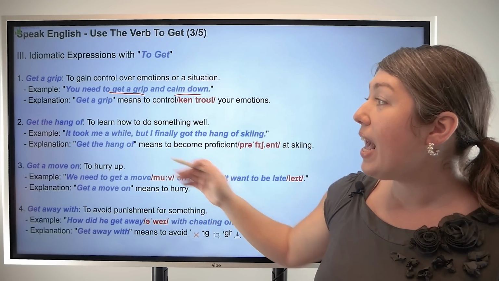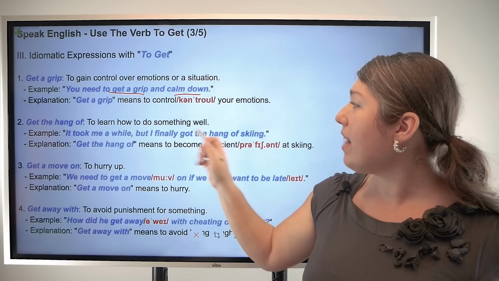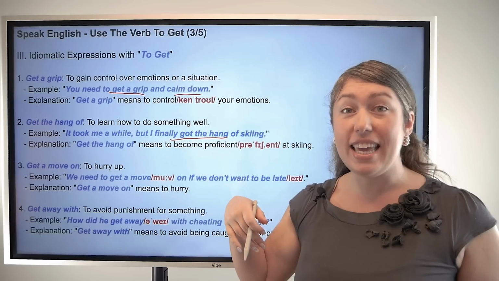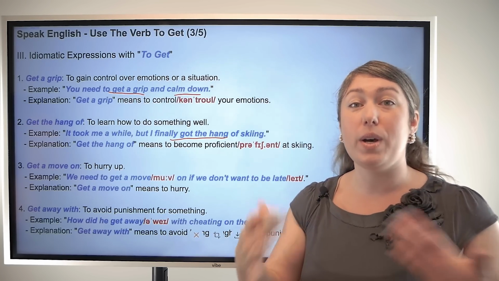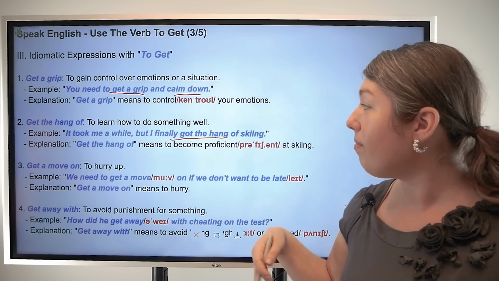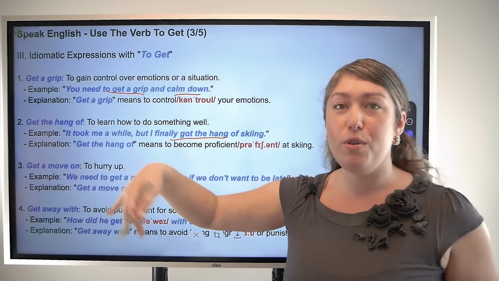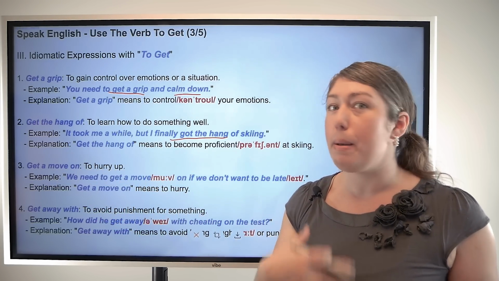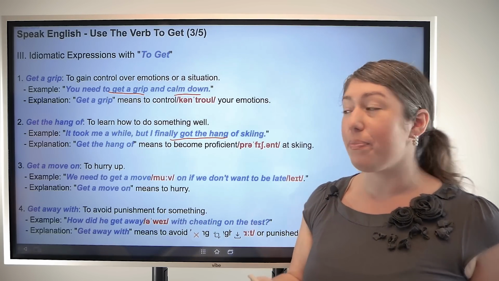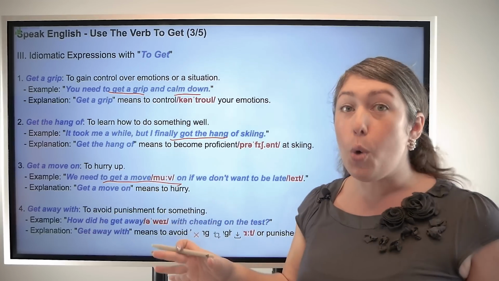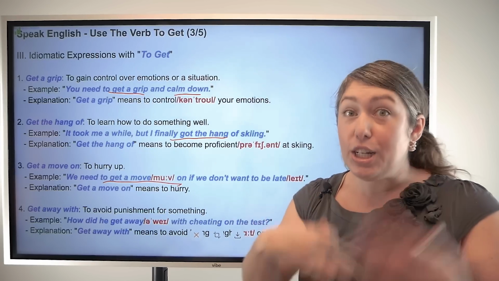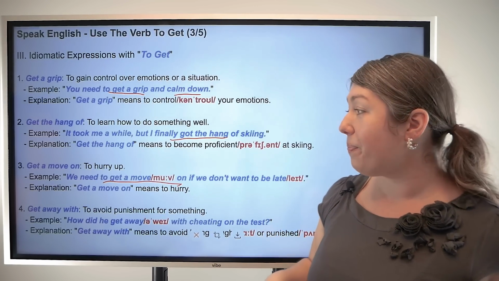For example, it took me a while, but I finally got the hang of skiing, which means skiing was something new that someone was starting to learn. Number 3, get a move on. This means hurry up, pick up the pace, move more quickly. For example, we need to get a move on if we don't want to be late. This means we need to go faster so we're not late.